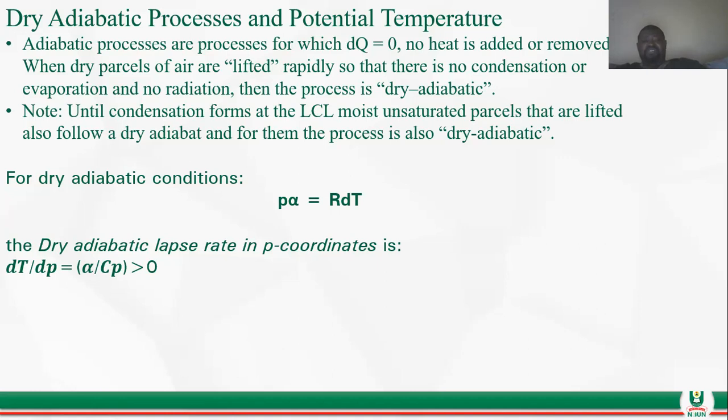For dry adiabatic conditions, we have pressure multiplied by specific volume, P alpha, equals the gas constant times temperature, that's R T. The dry adiabatic lapse rate in P coordinates is given by the ratio dT over dP, which is equal to alpha, the specific volume, over Cp, and this is far greater than 0.